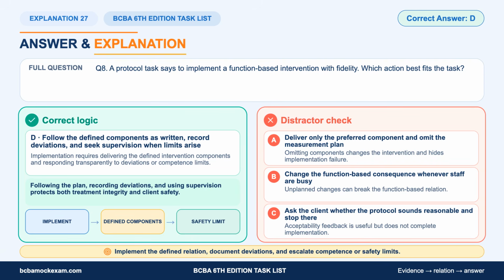Watch the near miss. A flexible tone does not authorize undocumented changes to a function-based plan. A. Omitting components changes the intervention and hides implementation failure. B. Unplanned changes can break the function-based relation. C. Acceptability feedback is useful but does not complete implementation. Implement the defined relation, document deviations, and escalate competence or safety limits.